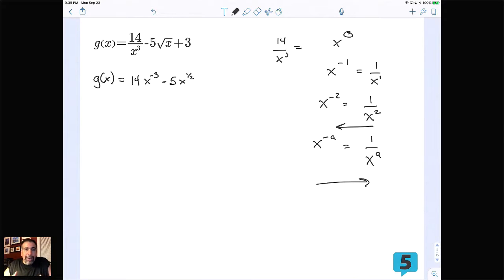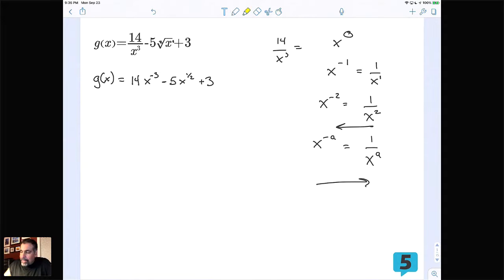And I always like to say power over root when I make this switch. So because the power on this x is 1 and the root is the 2, we can write this as x to the 1/2. And then the next term is just going to be a plus 3. One thing I want to make sure you notice, I haven't done any calculus. There's no calculus being done here. I haven't taken any derivatives. I am just rewriting this problem.